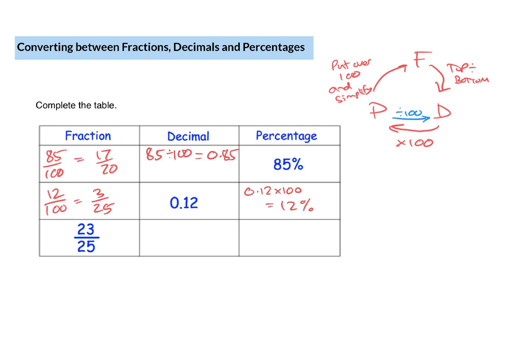fraction. And the final one here, we have a fraction, so let's turn it into a decimal. So we do 23 divided by 25, and that equals 0.92. And I take my 0.92, multiply by 100, and I get 92%.